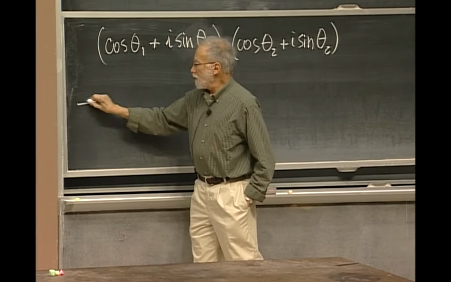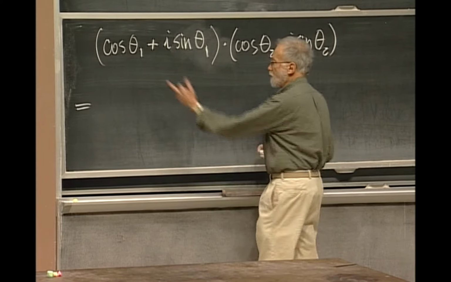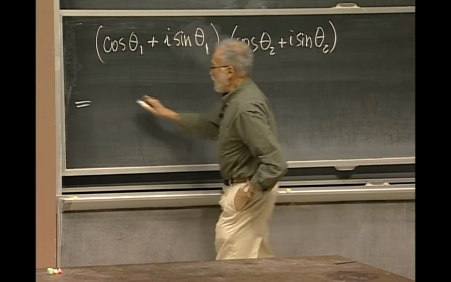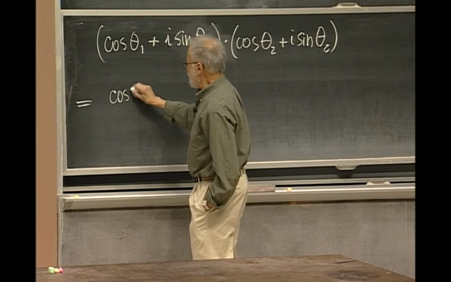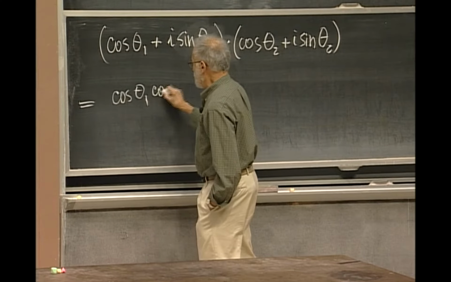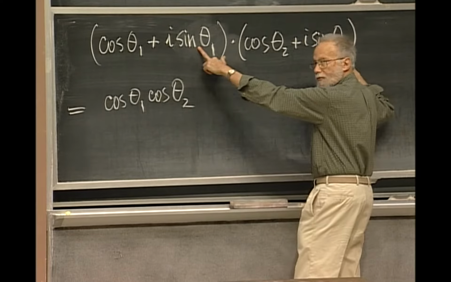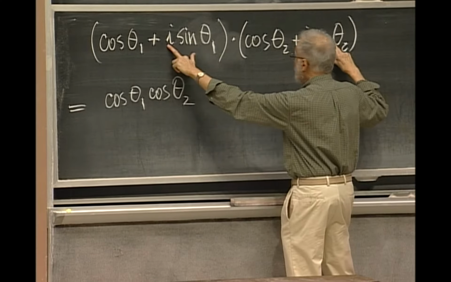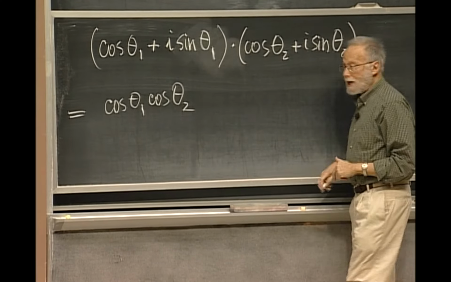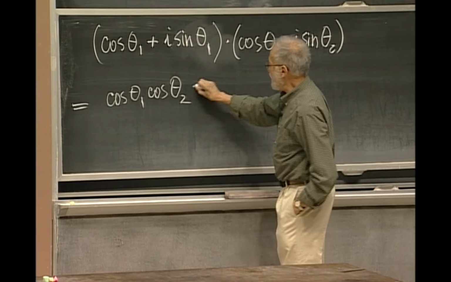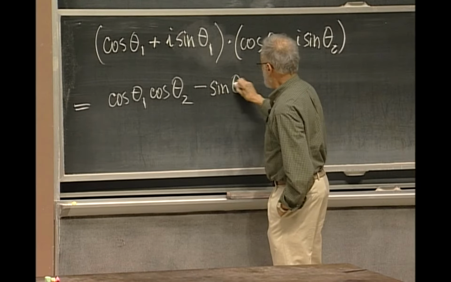Well, again, we'll use the method of grouping. What's the real part of it? The real part of it is cosine theta 1 cosine theta 2, and then there's a real part which comes from these two factors. It's going to occur with a minus sign because of the I squared, and what's left is sine theta 1 sine theta 2.